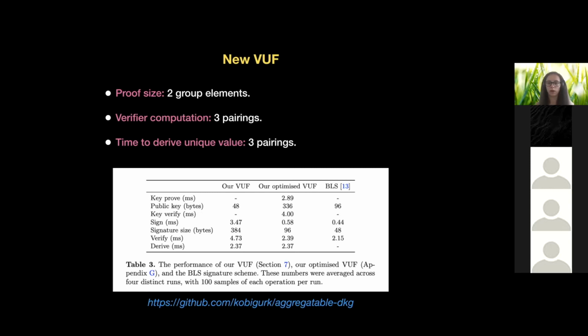So if you're thinking about it in terms of generating your signature, this is verifying everyone's partial signatures. That's all going to be 3 pairings. That is something where you don't need to bother deriving the unique value, because it's less important. But once you've aggregated them up, done your secret sharing, and reconstructed your signature, you would then need to do an additional 3 pairings in order to compute the VUF output.